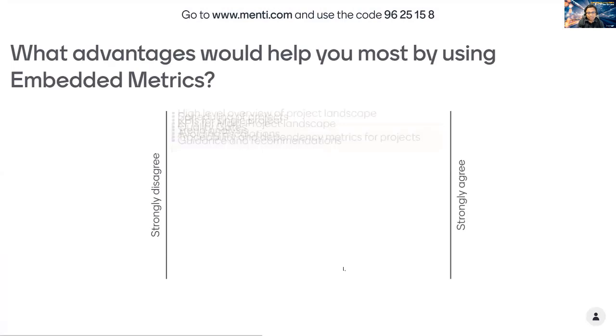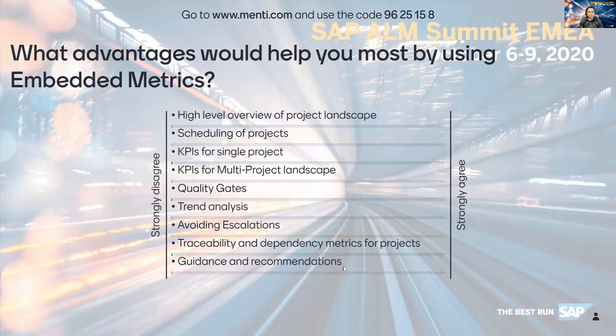The next one is, this is interesting. This is especially when it comes to metrics, measurement of an implementation project. What is it that will help you really? Is it a high-level project overview? Is it scheduling of project, KPI for single project, KPI for multiple projects across landscape, quality gates, trend analysis for a project, escalation avoiding, traceability, and then finally guidance and recommendations? So these are things that we want to bring into Cloud ALM. At the same time, we want to see how we can leverage it for partners, so especially for the task that a partner is conducting. We want to give you special kinds of reports which can potentially help you in your overall journey. So we will see how this works.